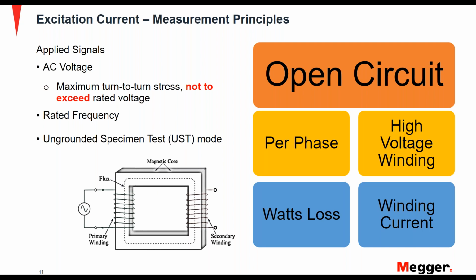Now, we saw in the previous slide that this is an open circuit test, and testing for excitation current is conducted on a per phase basis. So you energize each phase of the high voltage winding and, as an output, you get watts loss and the winding current. It tells you the amount of current that was absorbed by the high voltage winding and the watts that were consumed in order to do that.